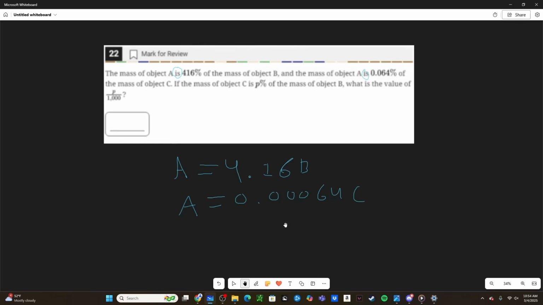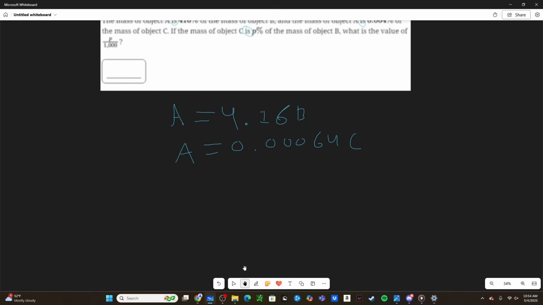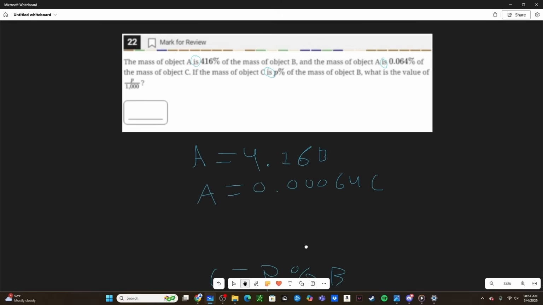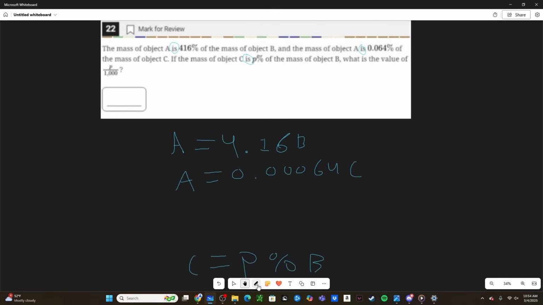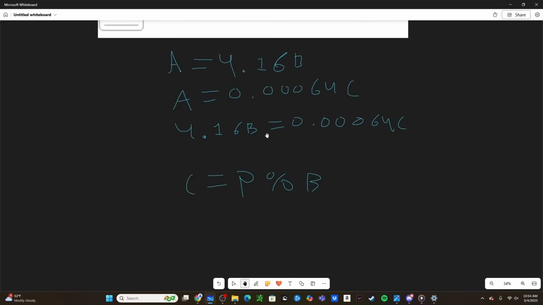over 1000? So once again, there's some tricky wording, but what we do is, right here in the middle, we know the left side of our equation has to have the mass of object C, and the right side has to have P% of the mass of object B. So what this means is we want to get C by itself, and first let's look that both of these equations are equal to A, and therefore both of these values are equal to each other. So 4.16b is equal to 0.00064c.